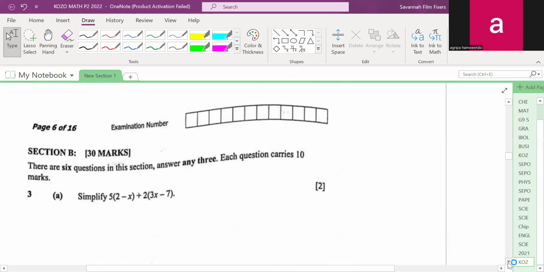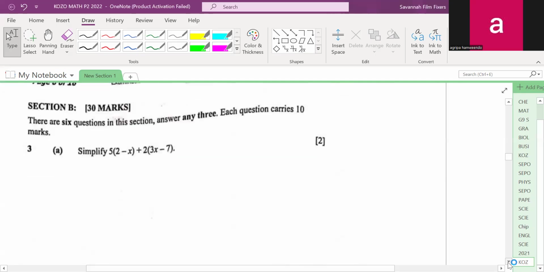Please answer it and then send it back on WhatsApp so that I see.